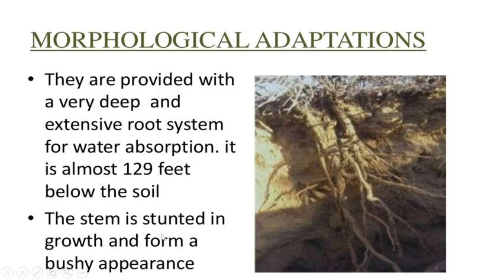The stem is stunted in growth and forms a bushy appearance. They are woody in nature, dry, hard, rigid and covered with thick bark. Sometimes a waxy coating is also seen. For example, Calotropis.